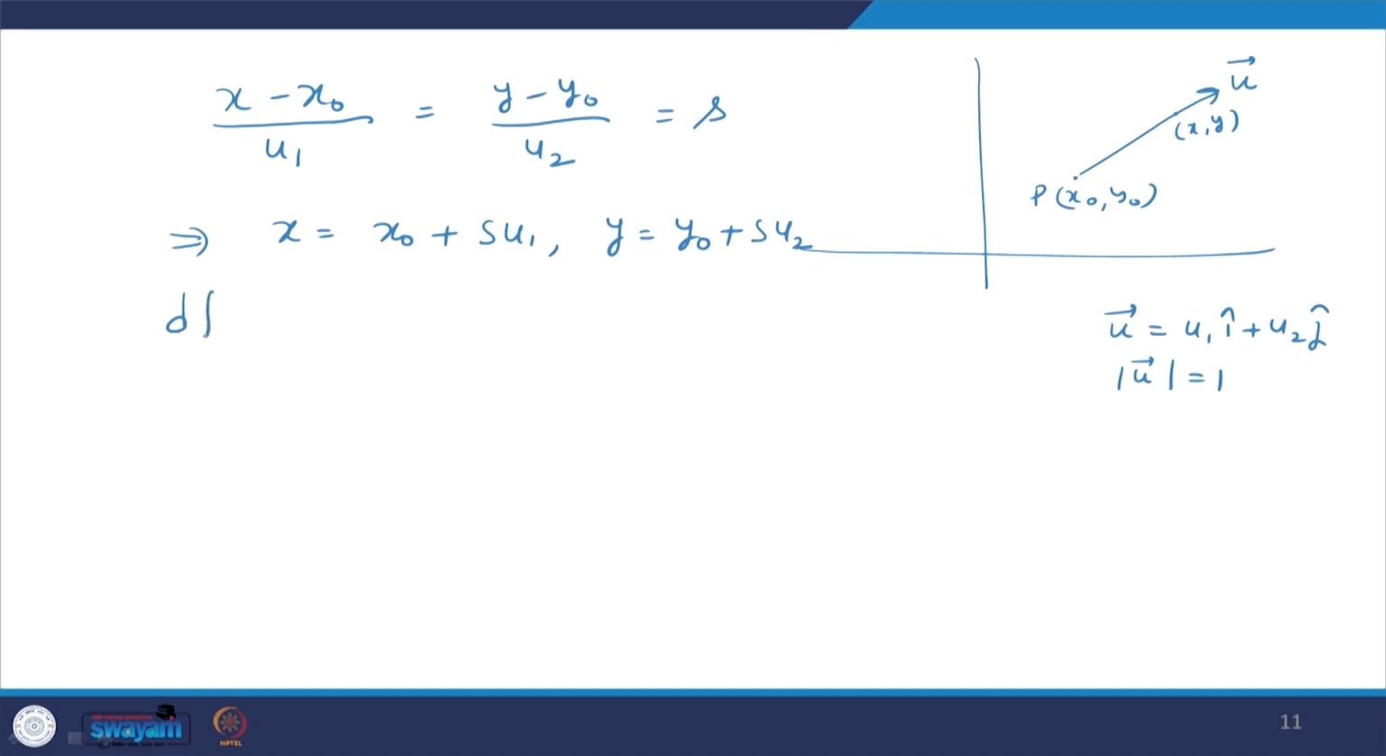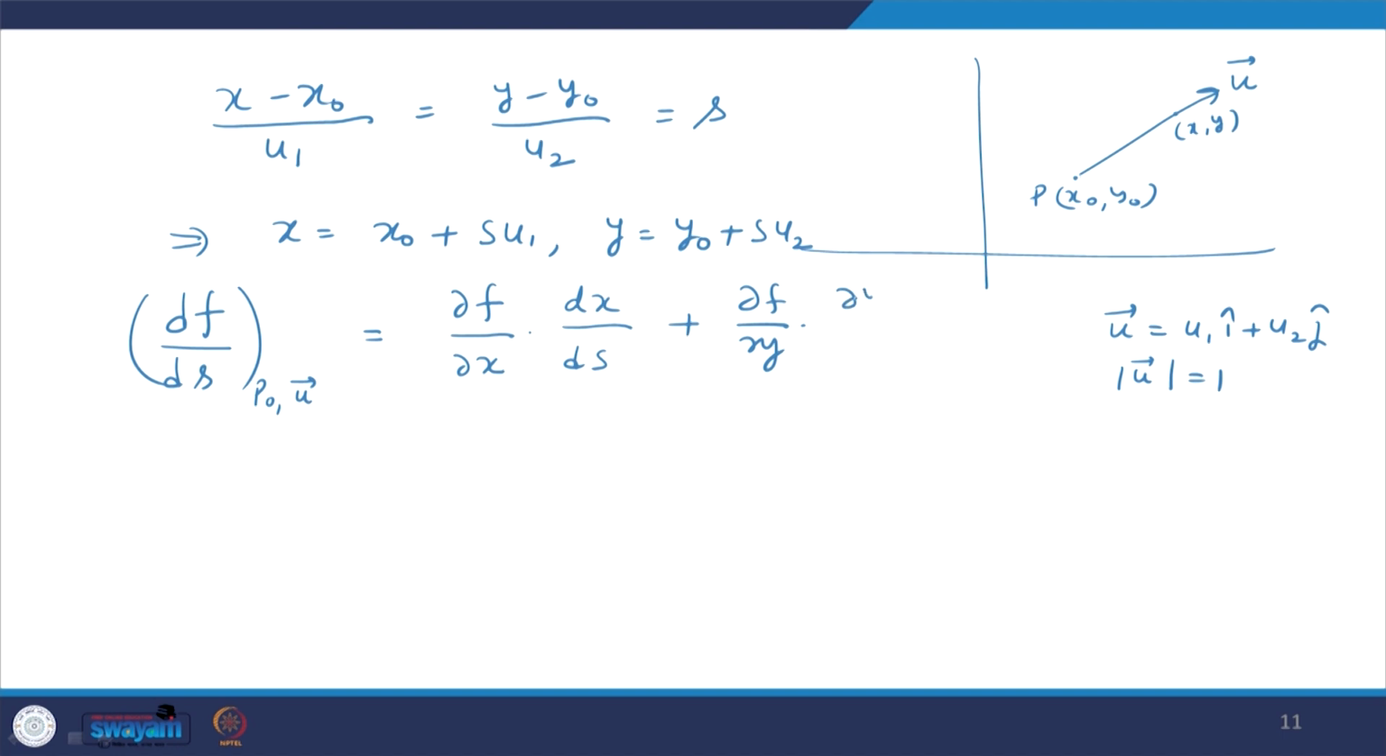Now, you want to compute the directional derivative of f at p naught in the direction u. You want to differentiate f with respect to s. This f is a function of x and y, where x and y are functions of s. Here x naught is fixed, u1 is fixed, direction is fixed, so x is a function of only one parameter s. So, instead of a partial derivative, here it will be a total derivative, plus del f upon del y into dy upon ds, again a single variable function.